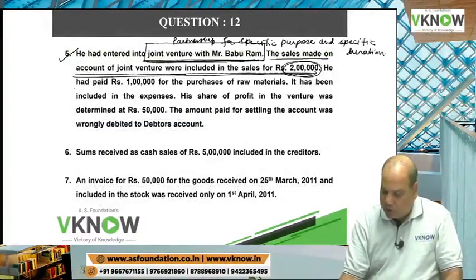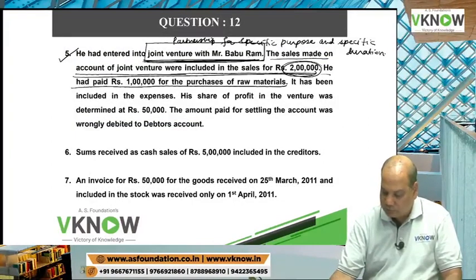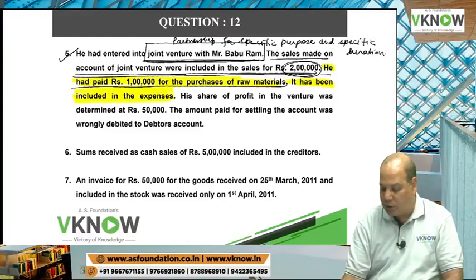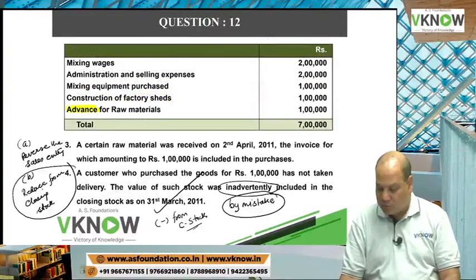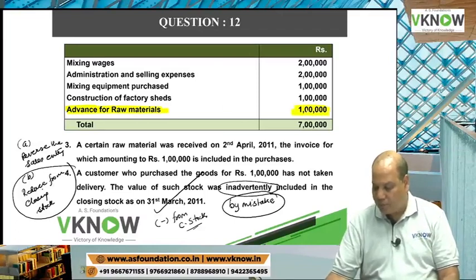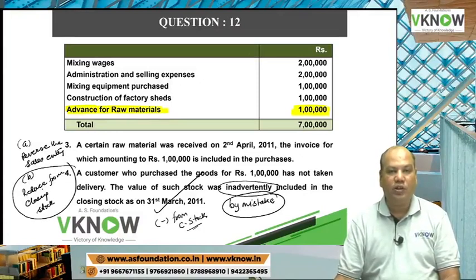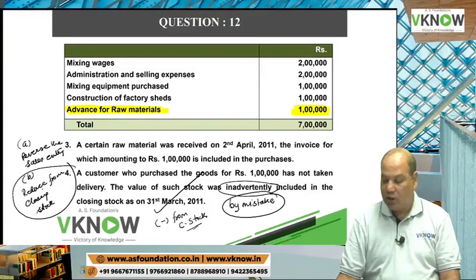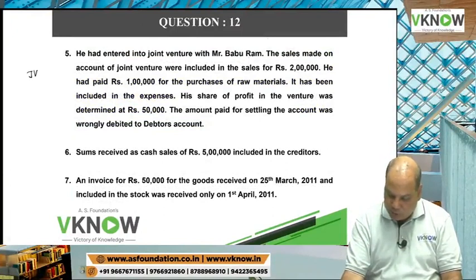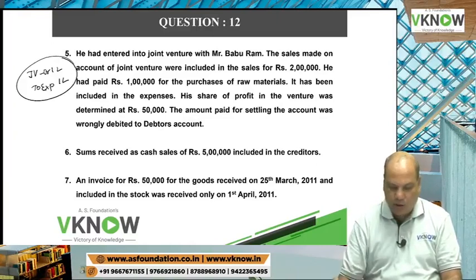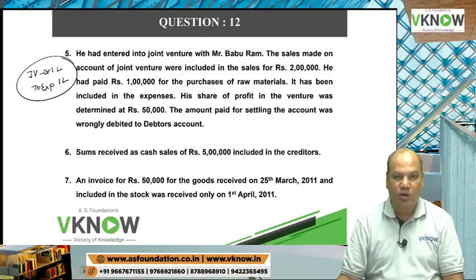Next point, he has paid rupees 1 lakh for purchase of raw material. It has been included in the expense. Oh my god. So I will first take you to the adjustment which they are talking about. This is the advance for raw material. It should have been debited to joint venture account, and by mistake he has debited expense account. So the rectification entry for this will be joint venture account debit 1 lakh to expense account 1 lakh.